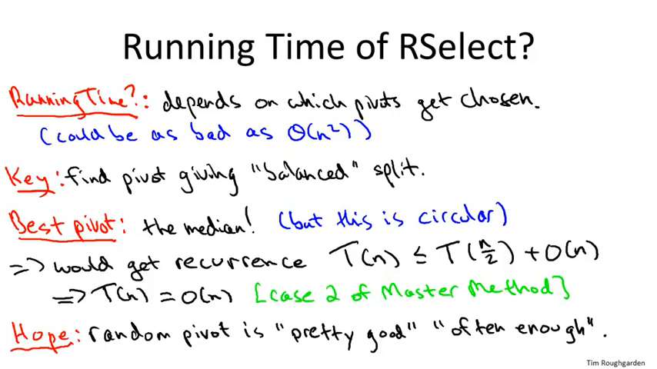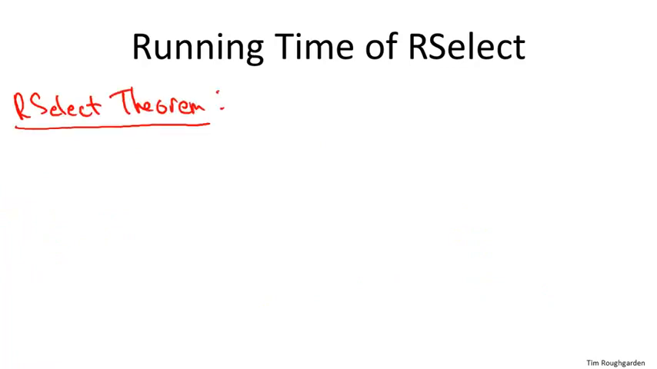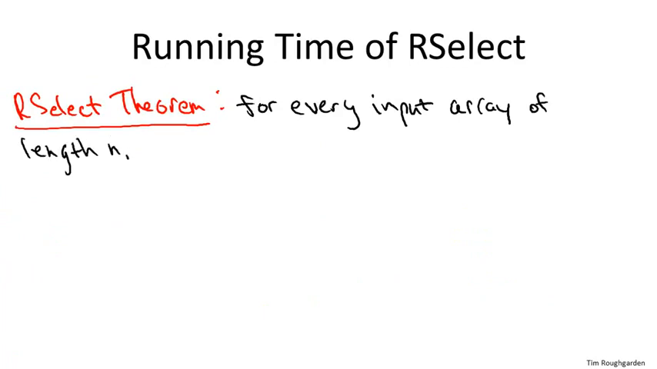But let me just be clear exactly what we're claiming. Here is the running time guarantee that randomized selection provides. For an arbitrary input array of length n, the average running time of this randomized selection algorithm is linear, big O of n. Let me reiterate a couple points I made for the analogous guarantee for the quicksort algorithm.